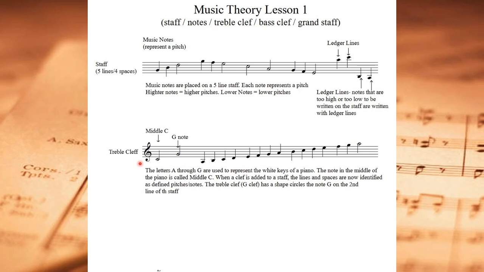Here we have what is called the treble clef. The letters A through G are used to represent the white keys of a piano. The note in the middle of the piano is called middle C. Here's middle C right here.